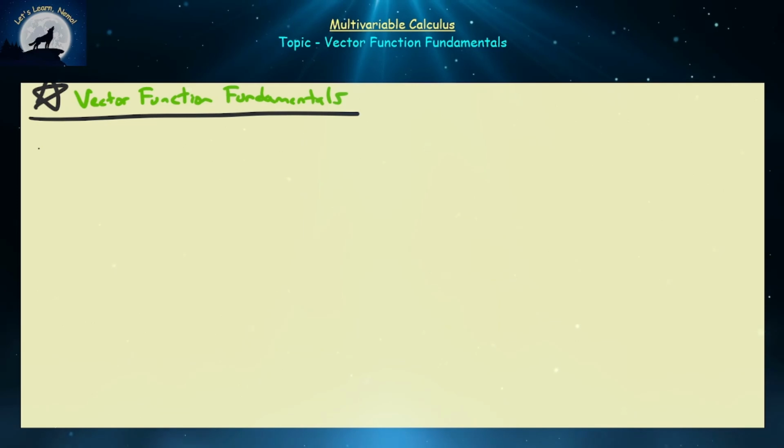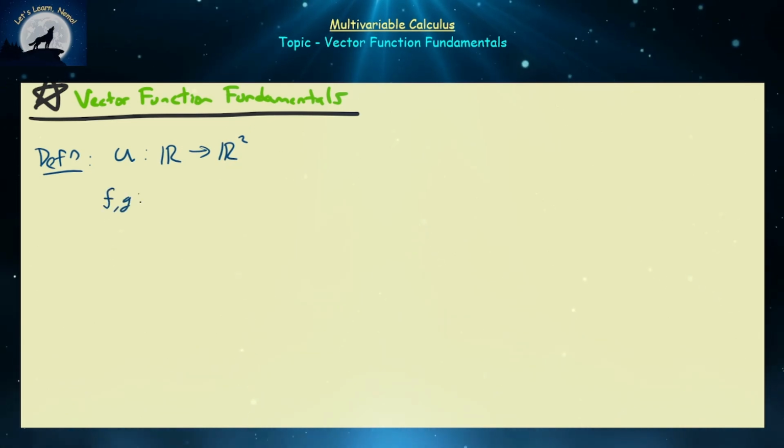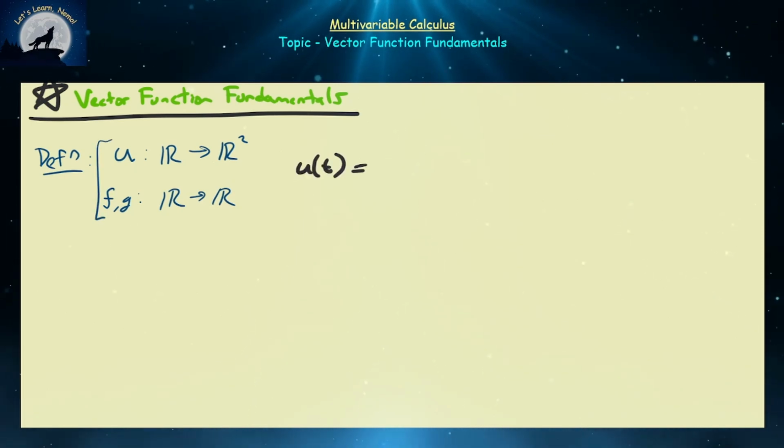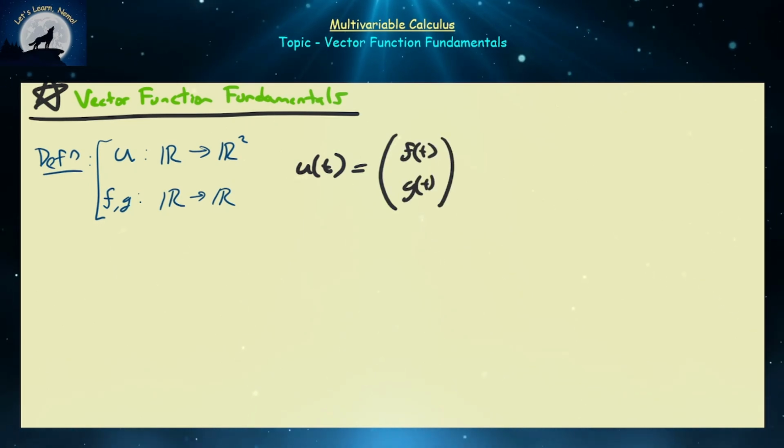Okay, so what exactly does that look like, and what do we even gain by creating these new things called vector functions? So let's quickly define these things. We're going to define u to be a mapping from R to R2, potentially Rm. And let's assume that f and g are both functions from R into R. Then we're going to call u(t) equals (f(t), g(t)) a vector function.